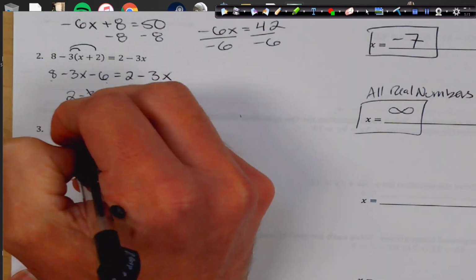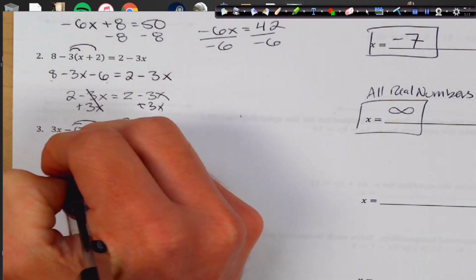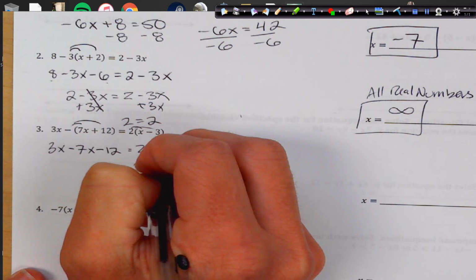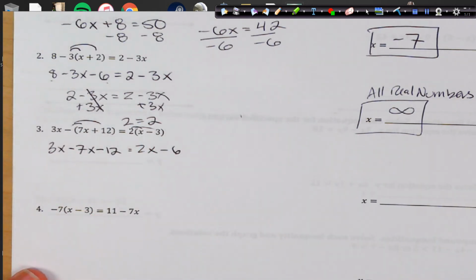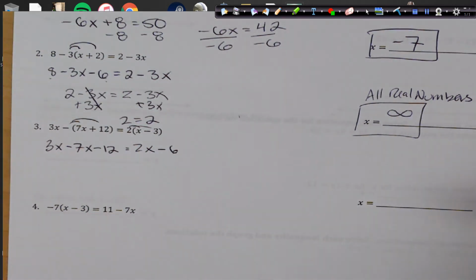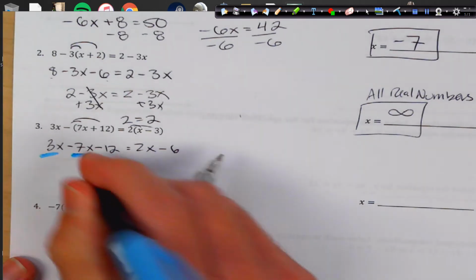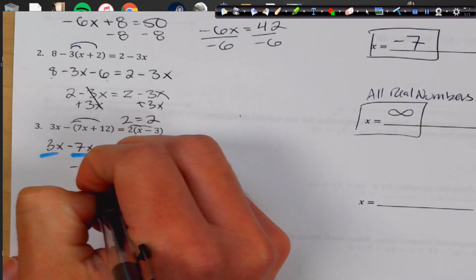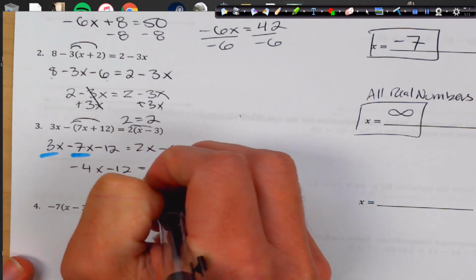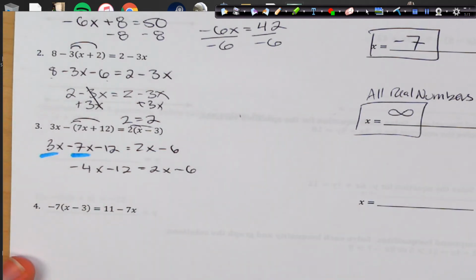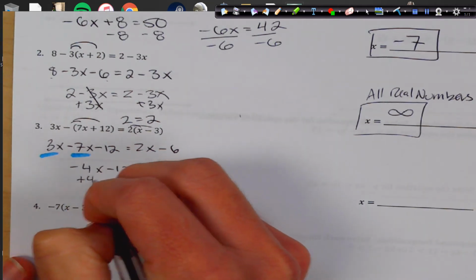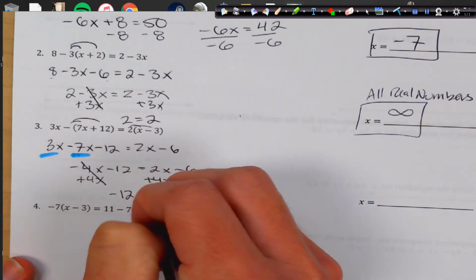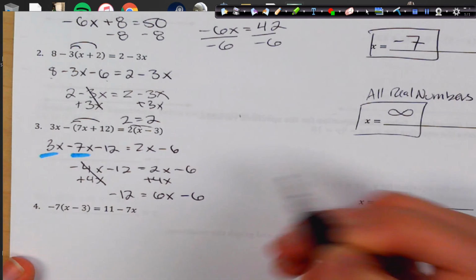All right, distribute that negative, we get 3x minus 7x minus 12. Distribute that 2, we get 2x minus 6. Again, we're going to combine like terms. 3 minus 7 is going to give you a negative 4x minus 12 equals 2x minus 6. And then we're going to add 4 to both sides because it is the smaller of the two. And negative 12 will equal 6x minus 6.